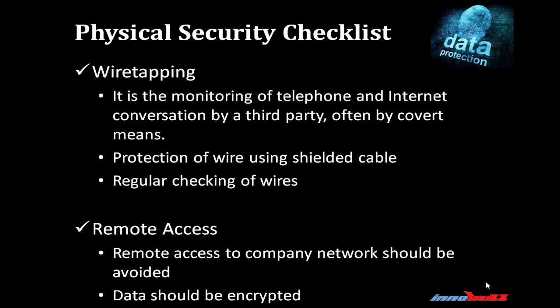Avoid wiretapping, because wiretapping is the monitoring of telephone and internet conversations by a third party, often by covert means. It is necessary to avoid it for the protection of wire by using shielded cable and regular checking of the wire. The mandatory part of the network is to avoid remote access to the company network, because it creates problems if your network is accessed from outside. Data should be encrypted so that sniffing does not affect it.